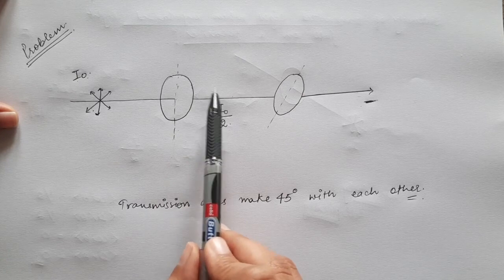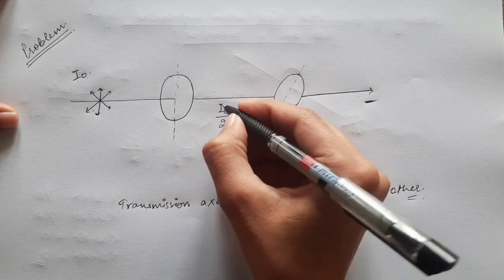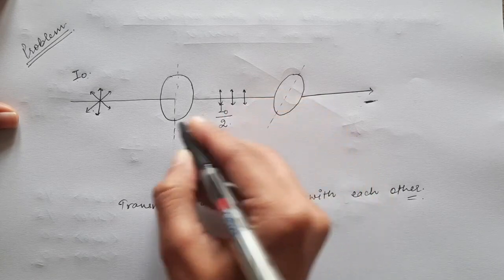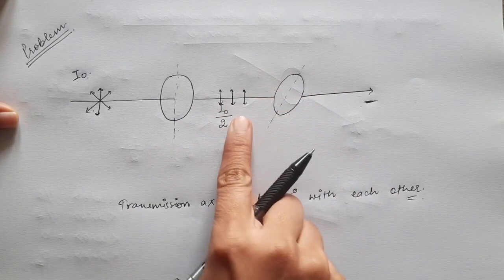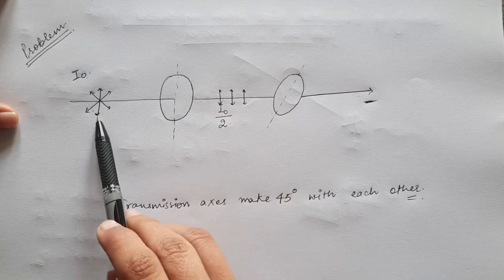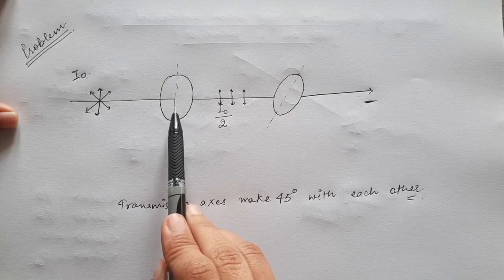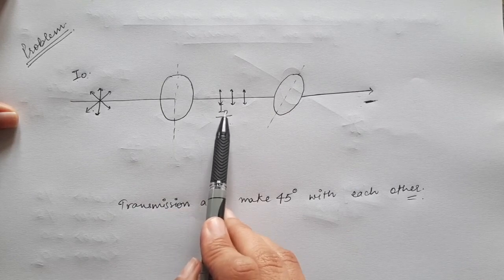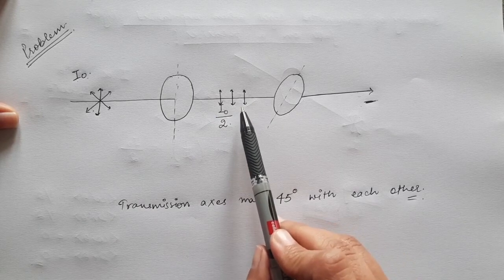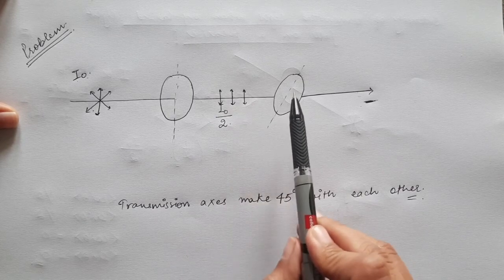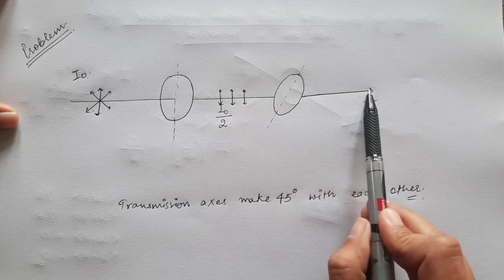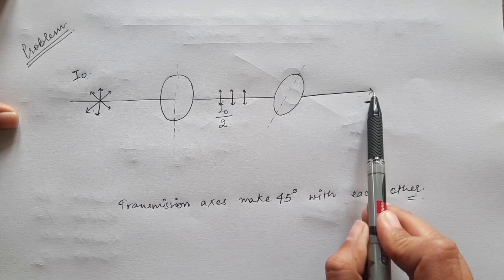So the resultant light which we get will be plane polarized and its vibrations will be parallel to the transmission axis and its intensity will be equal to I0 divided by 2. This we have already done: when unpolarized light falls on a polarizer, the intensity of the transmitted light is I0 divided by 2. Now this transmitted light is again made to fall on the second polarizer and we are asked to find the intensity of the light which is transmitted in this case.